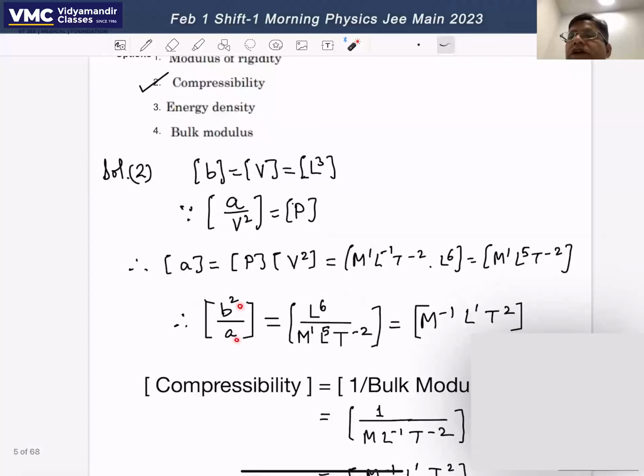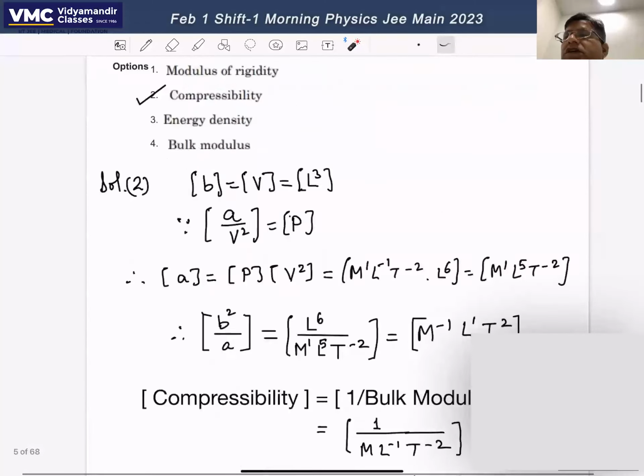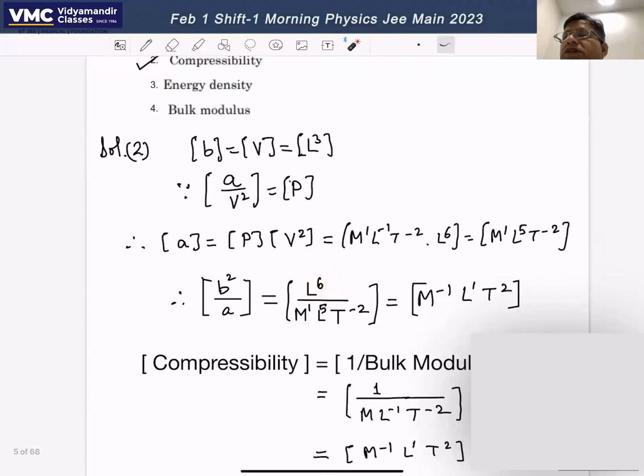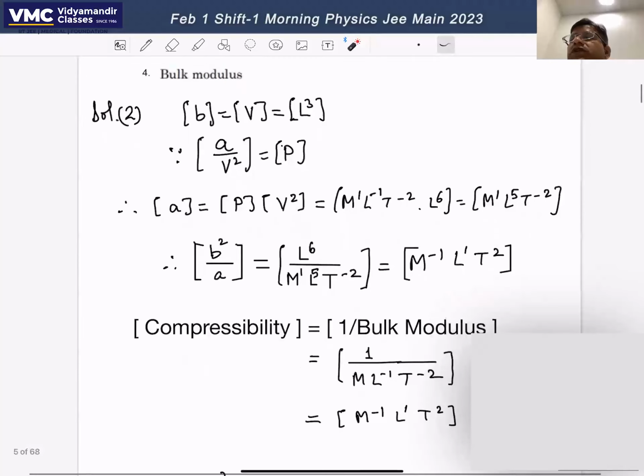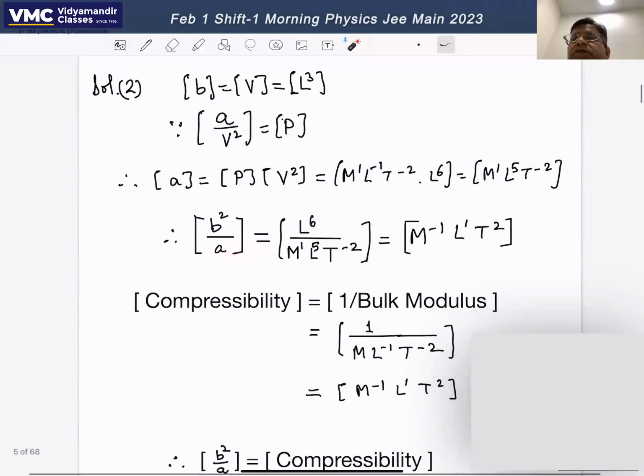So we have to find the dimension of B square by A. The dimension of B square will be volume squared, that is L6, divided by the dimension of A, that is M1 L5 T minus 2. So here the mass dimension is minus 1, the length dimension is 1, and the dimension of time is 2 for this B square by A.